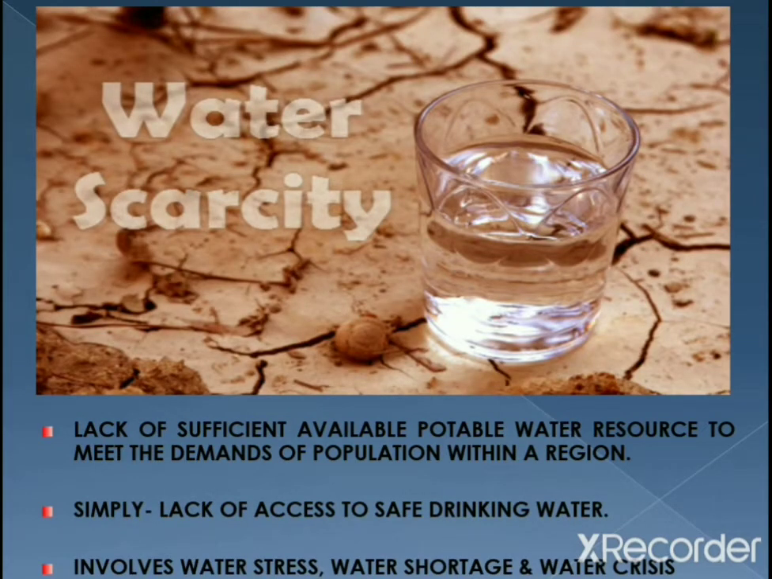Water scarcity is the condition where there is a lack of sufficient available potable water resource to meet the demands of a population within a region. You can simply term it as the lack of access to safe drinking or potable water. There are three major conditions that occur as a result of water scarcity. That is, it involves water stress, water shortage, and water crisis.